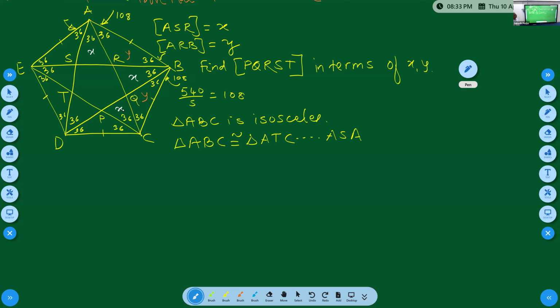Therefore, pentagon PQRST is equal to 2Y plus X minus 2X. Area of ABC and area of ATC will be equal. Area of ABC is 2Y plus X and area of ATC is also that much, out of which 2X should be removed. 2Y minus X is the area of pentagon.